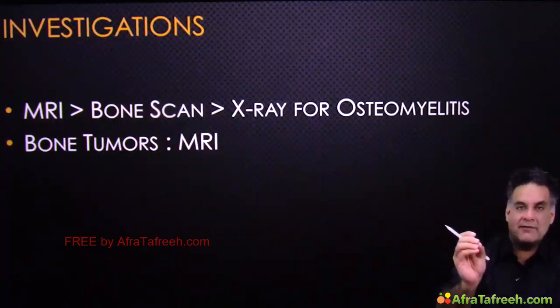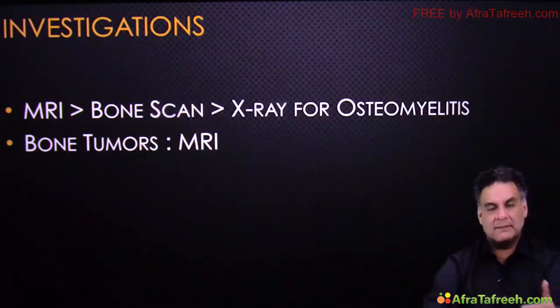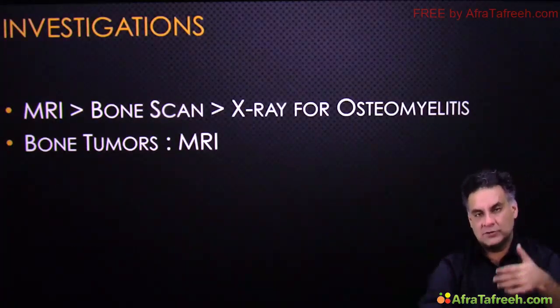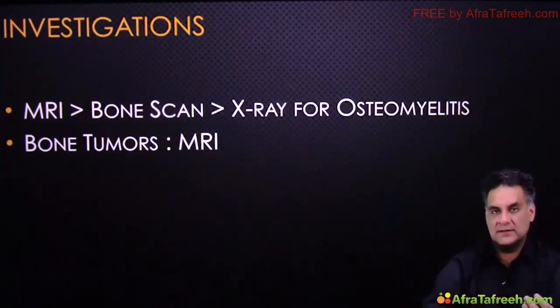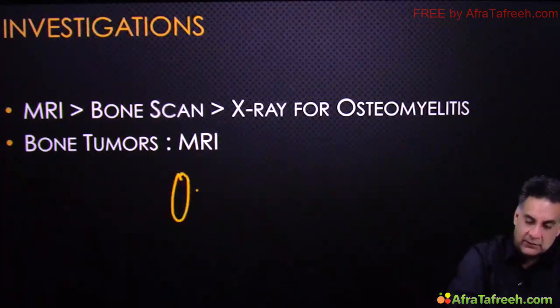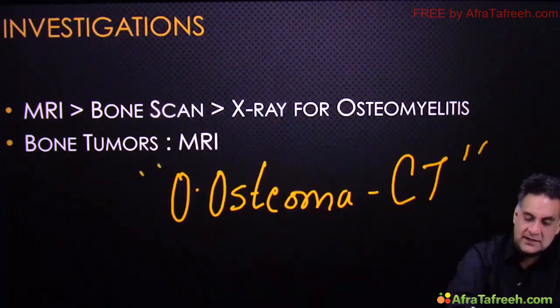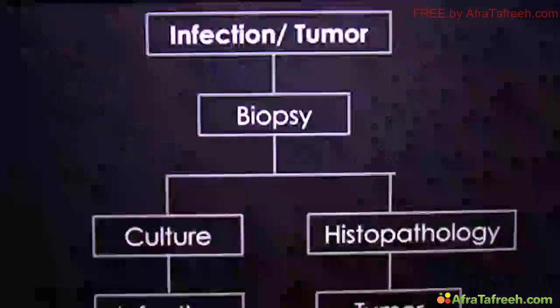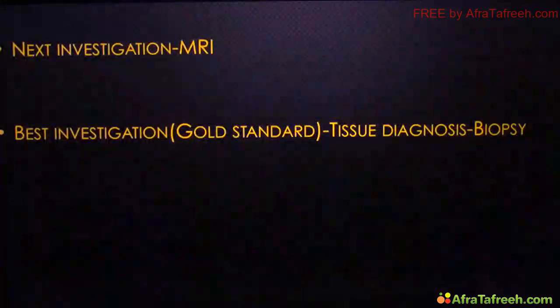So when you have radiological investigations for infection, MRI will show the changes first. Then bone scan, X-ray takes 24 hours. Whereas for tumors, MRI is very good, except one tumor which is in the cortex, osteoid osteoma. Because it's in the cortex, CT is very good for it. So infection or tumors, do a tissue diagnosis, culture for infection, histopathology for tumor.